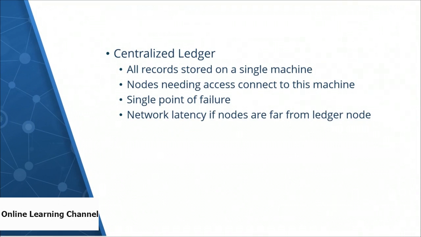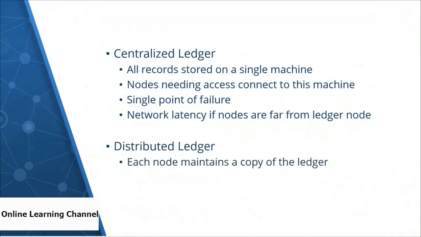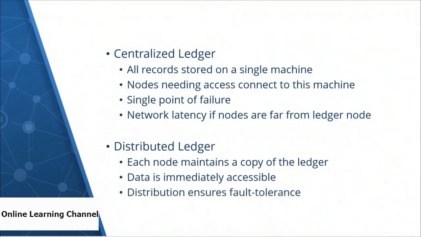In contrast, when using a distributed ledger setup, there will be multiple nodes which maintain a copy of the ledger. A great benefit of this method is that the data is immediately accessible to each of the nodes, and they don't potentially need to go halfway around the world to retrieve the information. The distribution of the ledger data also ensures fault tolerance. Even if one or few of the nodes in the network were to go down, all of the other nodes have their own copy and can still access the data.